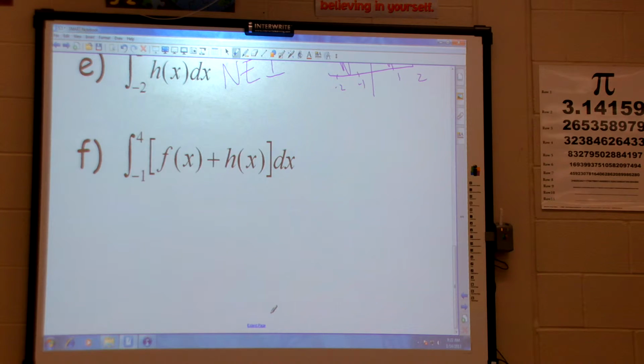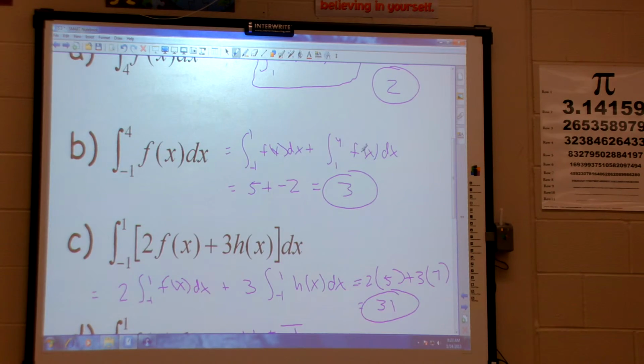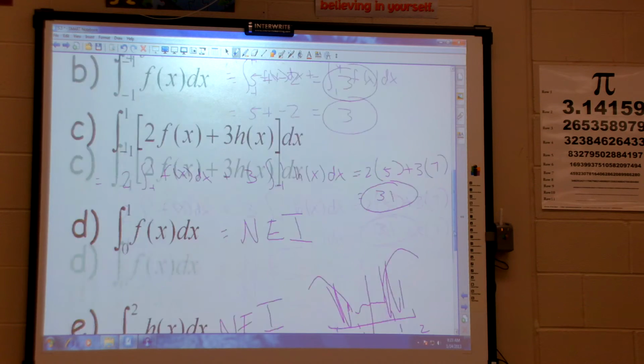Last one. The integral from negative 1 to 4 of f of x plus h of x dx. I'm going to go ahead and break that up. Negative 1 to 4 of f of x dx plus the integral from negative 1 to 4 of h of x dx. Didn't I already find negative 1 to 4 up in one of the other ones? Yes, I did. Part B, correct? That is 3.